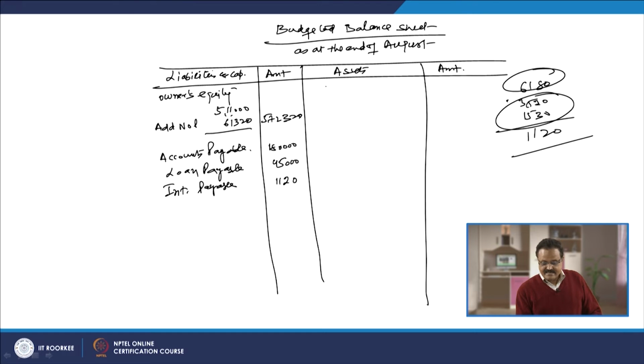Now, you come to this side, and here you will find the assets, because on the other side no other liabilities are left, all the liabilities we have taken into account. So, we are not left with anything. So, write the assets here. You are given the fixed assets. First of all, you have to take the fixed assets.